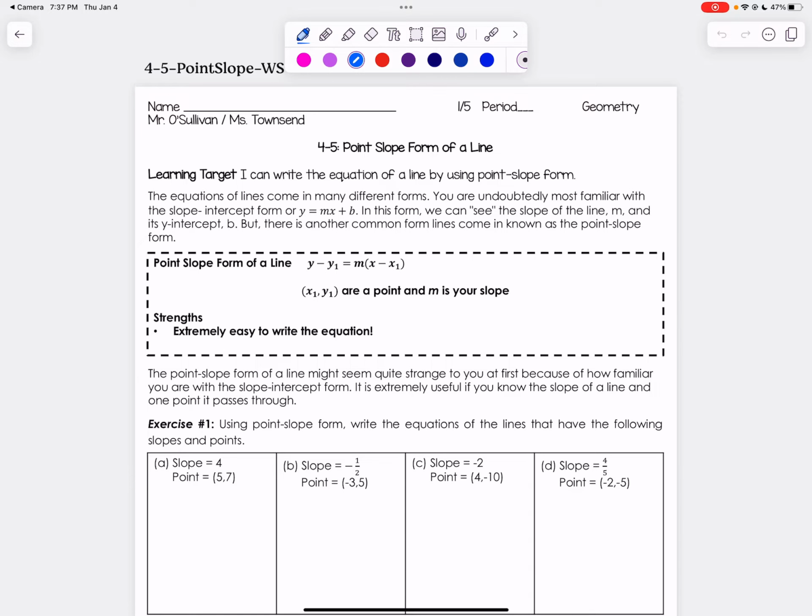Today we're going to be looking at lesson 4-5, point slope form of a line. Very sorry that I will not be in again today, January 5th. Still feeling under the weather, but I will be back on Friday.